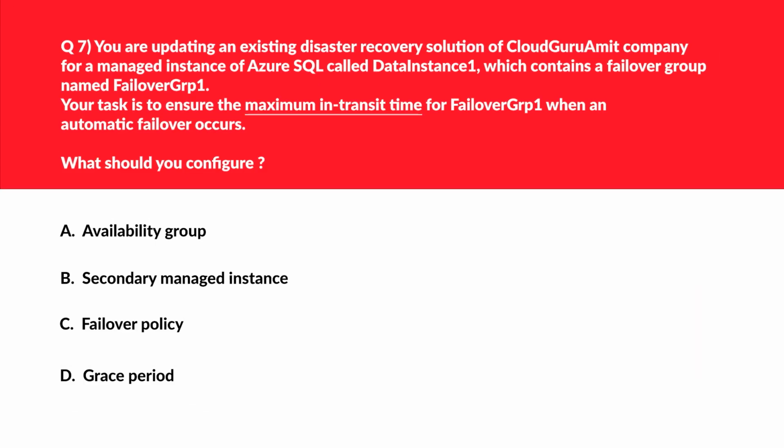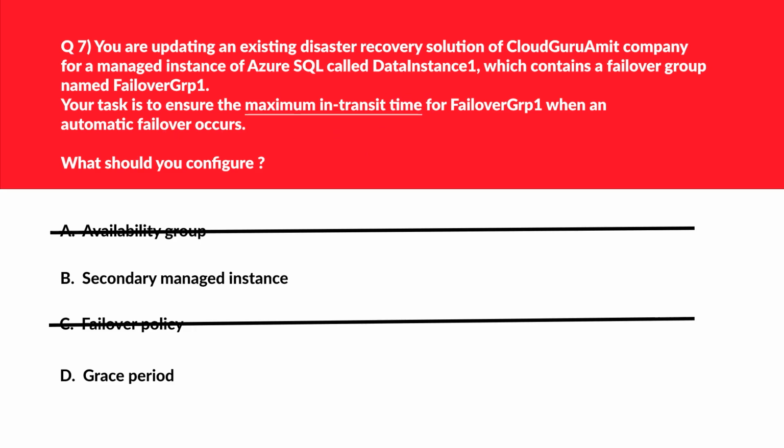All right, now we've got an interesting question this time, and this is about maximum in transit time. Let's look at options A and C together. A says availability group, C says failover policy. Availability group and failover policy do not control the in transit time during failover. Therefore, these two are out. Let's move to B. B says secondary managed instance. Secondary managed instance provides a target for failover, which is good. But the problem is secondary managed instance does not control the in transit time again. So B is also out.